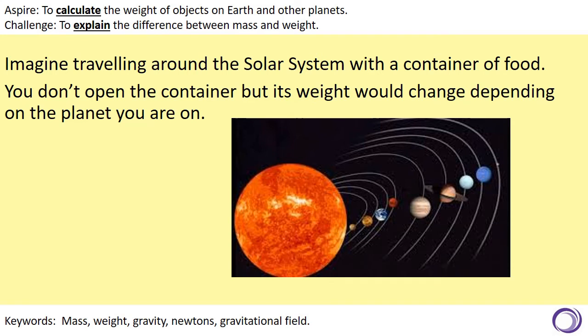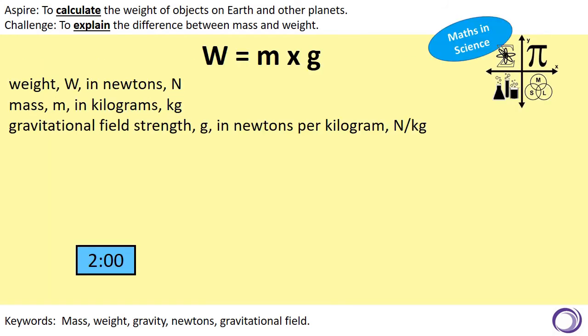Let's imagine that you're travelling around the solar system and you're going to different planets and you've got this container of food. You don't open the container so you don't lose any of it, but its weight would change depending on where you are. So its mass stays the same, its weight changes. And we work weight out by doing mass times gravity.